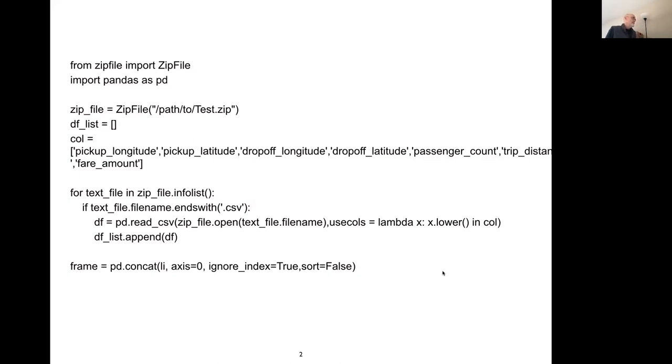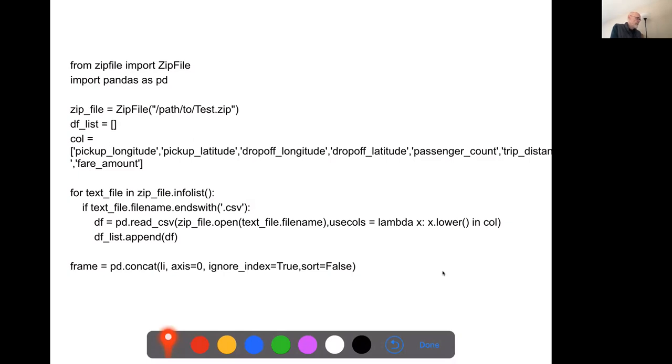So what I have here is some student code. Here we're just opening up a zip, reading a zip file, and then getting a Python list, and just a list of columns that they want to look at. So far, so good. And then we got a for loop. We're going through all the files in that zip file. And then we're only going to look at the files ending in CSV, which worked for them, but didn't work for me because I was getting some other files.